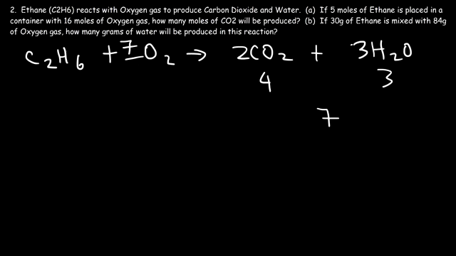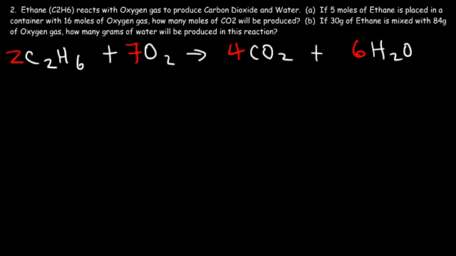Now, since we want to get rid of all fractions, I'm going to multiply everything by 2. So this now becomes 2. This is going to be 4. And this is going to be 6. 7 over 2 times 2 is 7. And now everything is balanced.